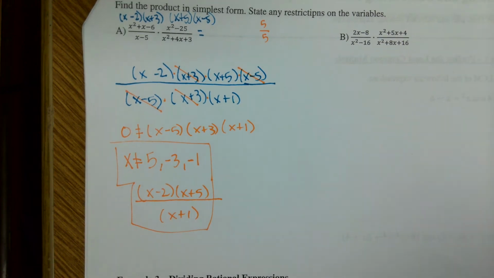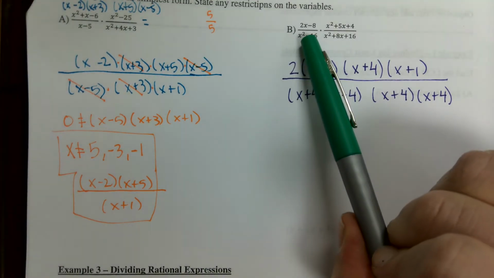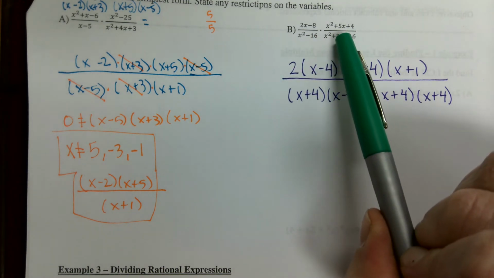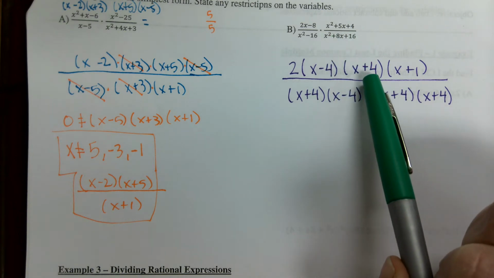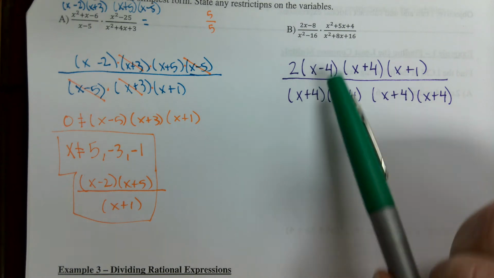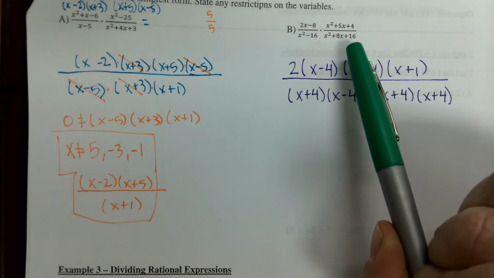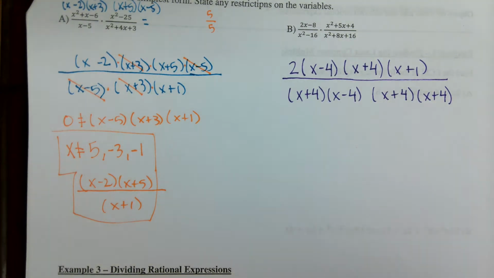I want you to try to do the next one by yourself. B. Okay, 2x plus 8 is 2 times x minus 4, factored. X squared plus 5x plus 4, multiply to get 4, add to get 5, be 4 and 1. Multiply to get negative 16, add to get 0, 4, negative 4. So again, I'm showing you how I'm factoring. Multiply to get 16, add to get 8, positive 4, positive 4.